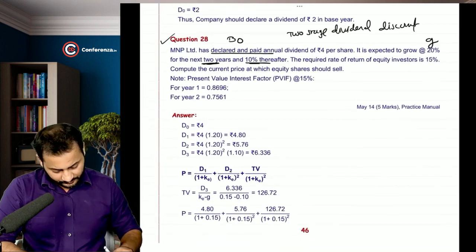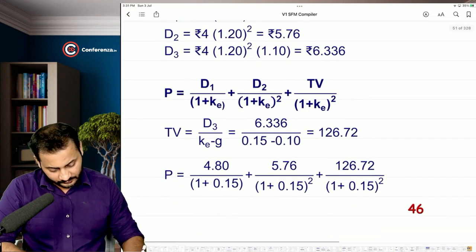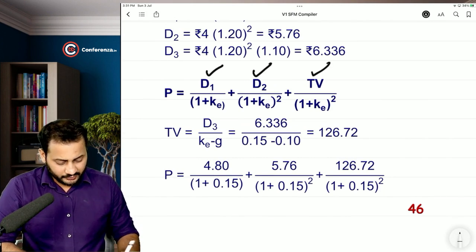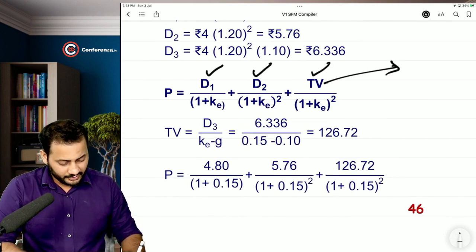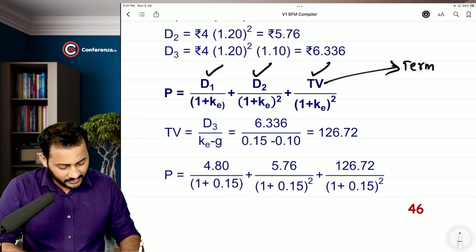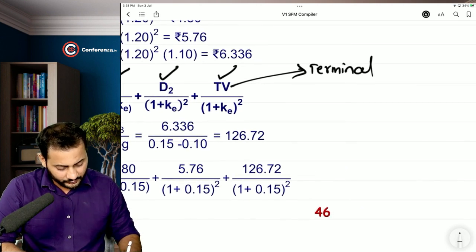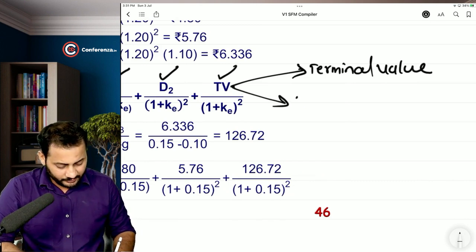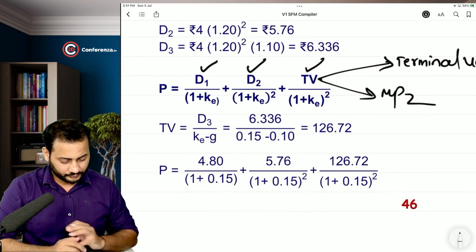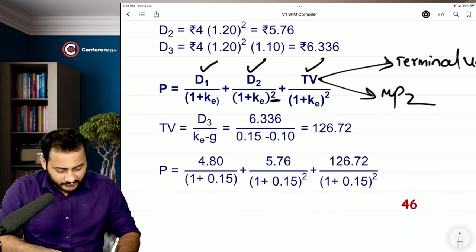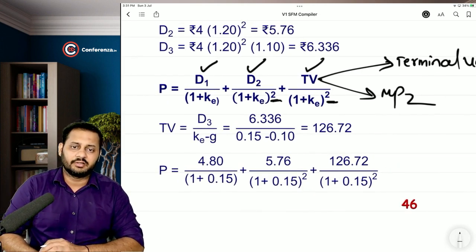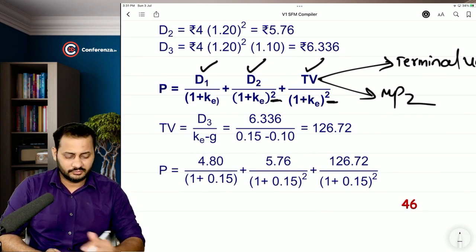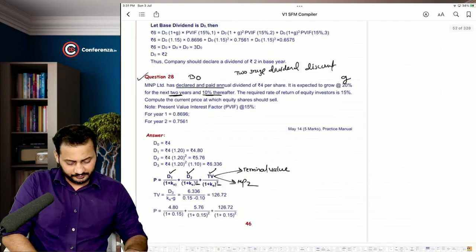See how it has been done here. Present value of D1, present value of D2, and present value of MP2. This is called terminal value. Terminal means the last value after which we do not have to calculate anything. In our example, it was MP2. And you can clearly see we are discounting it with the second year factor. Okay. Is it easy for you to calculate now? Shall we move on to the next question?